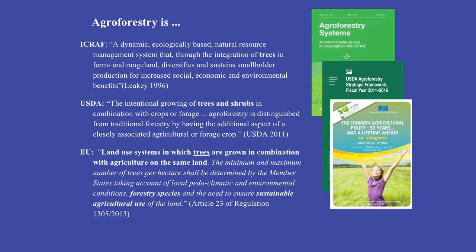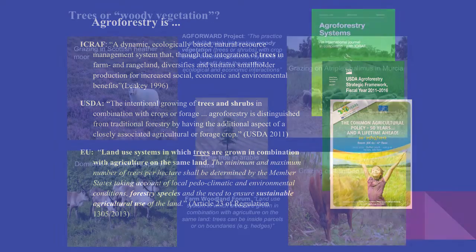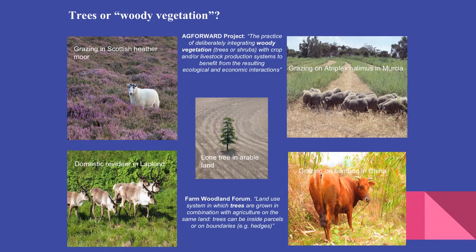There is a nice simple definition which I like, which is the one embedded in European legislation, and is just agroforestry as a land use system in which trees are grown in combination with agriculture on the same land. And the definition of the maximum density of trees and the minimum density of trees is left to individual countries to define in their rural development programs. So that's an important agroforestry project at an EU level, which has its own definition.